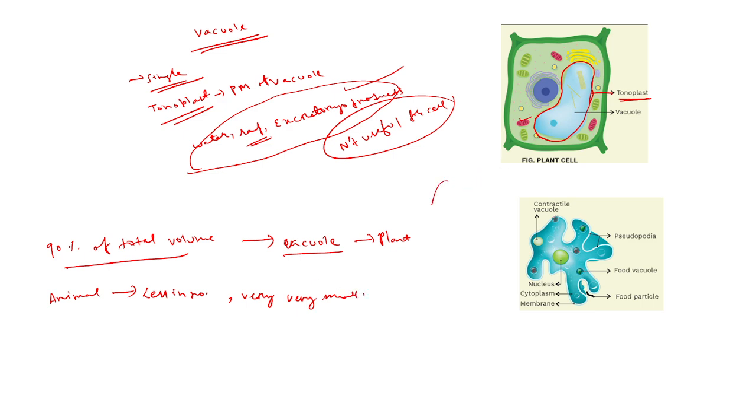That means in the animal cell, the vacuole looks like this. But in the plant cell, this vacuole is very huge. So what is the main function of the vacuole? The main function is this: through the tonoplast, the ions of the solute are transported into it through active transport.